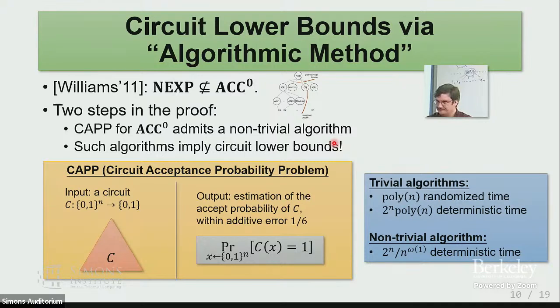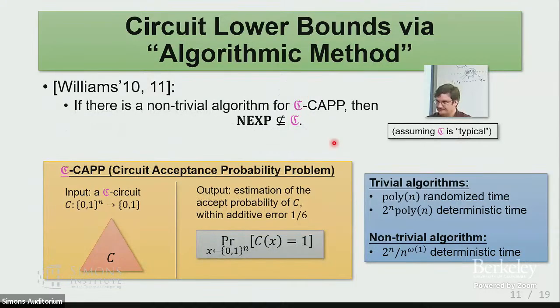And the second algorithm is you just do brute force. You enumerate through all inputs. It's 2^n poly(n) deterministic time. A non-trivial algorithm means you need to beat the trivial deterministic algorithm. So you want to run in time slightly less than 2^n. And it's impressive that even this very marginal improvement over the trivial brute force algorithm gives you some circuit lower bound.